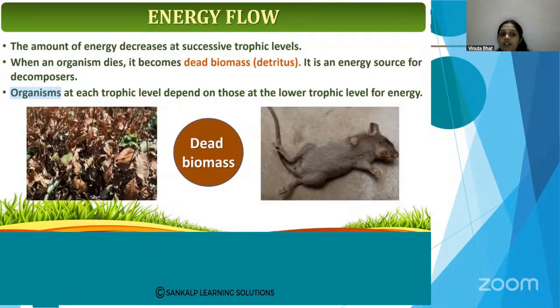The amount of energy decreases at successive trophic levels. When an organism dies, it becomes dead biomass, which is called detritus. It is the energy source for decomposers. So when organisms die, this is called dead biomass. The organisms at each trophic level depend on those at the lower trophic level for energy. So all organisms depend on the organisms in the lower trophic level for their energy.